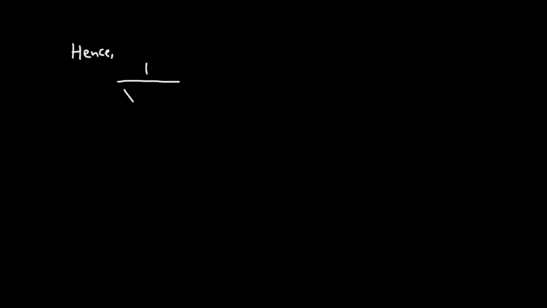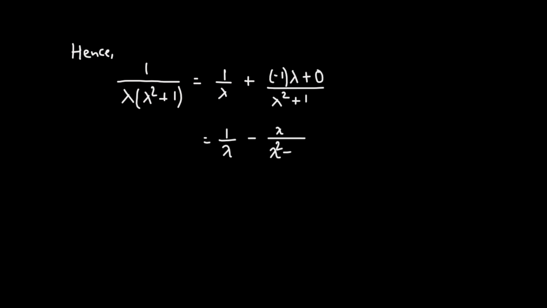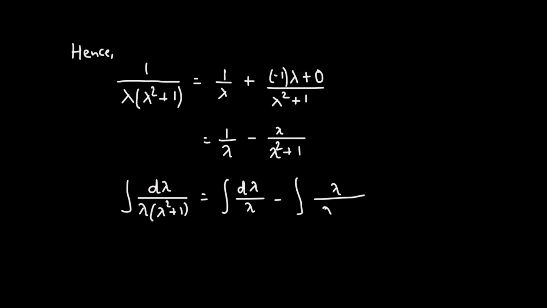So our decomposition of 1 over lambda times (lambda squared plus 1) now becomes 1 over lambda plus (negative 1 times lambda plus 0) over (lambda squared plus 1), or 1 over lambda minus lambda over (lambda squared plus 1). Now we integrate both sides with respect to lambda, and that will give us the integration of d lambda over lambda times (lambda squared plus 1) is equal to the integration of d lambda over lambda minus the integration of lambda over (lambda squared plus 1) times d lambda.